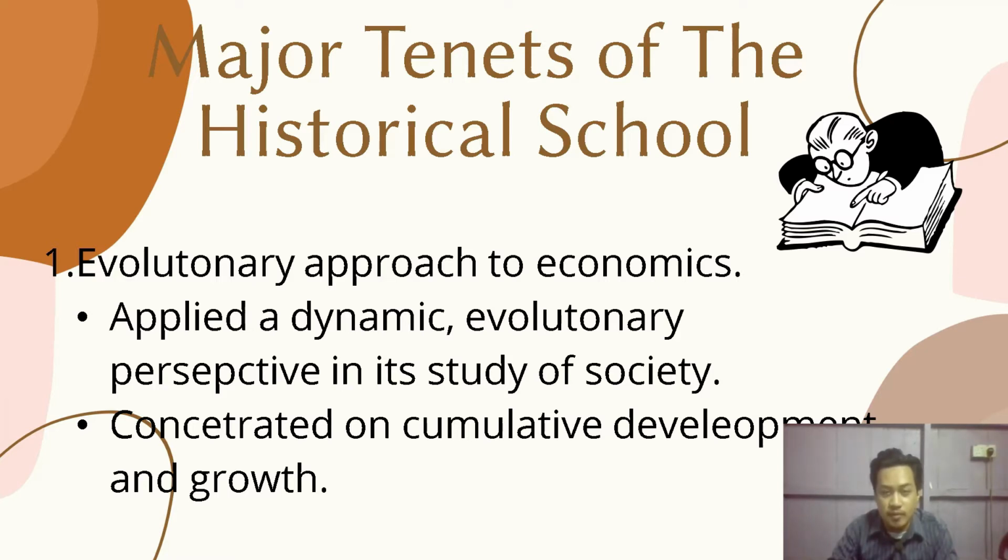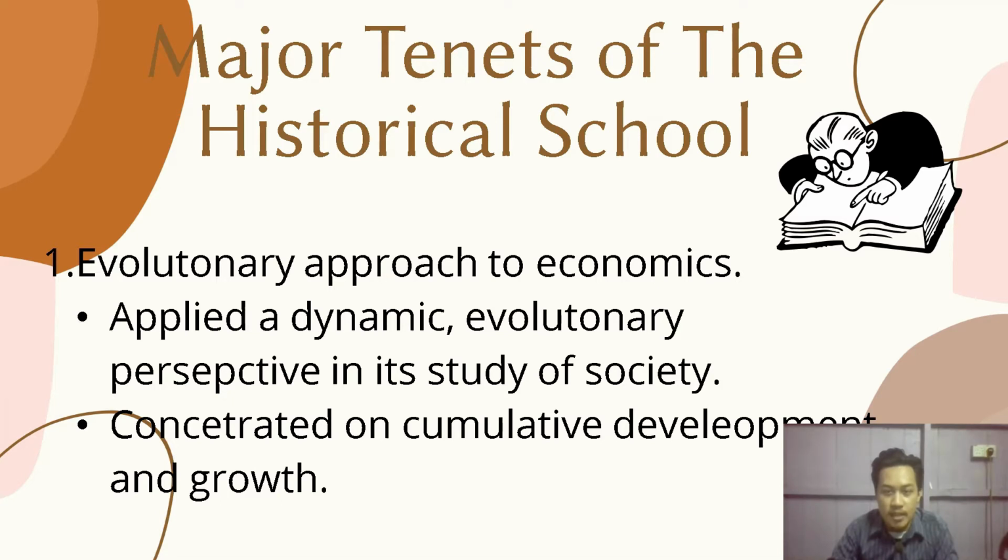Before we go to the first point, we need to know first what a tenet is. Basically, a tenet is a principle of belief, especially one of the main principles of a religion or philosophy. There are four major tenets of the historical school. The first one is the evolutionary approach to economics.